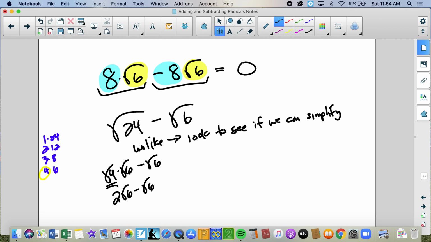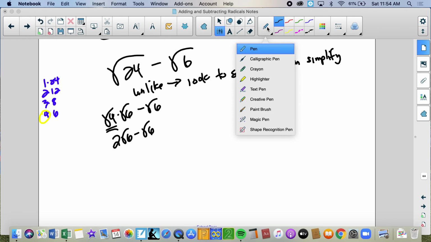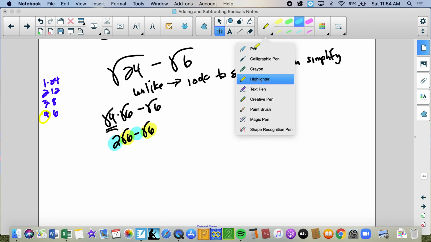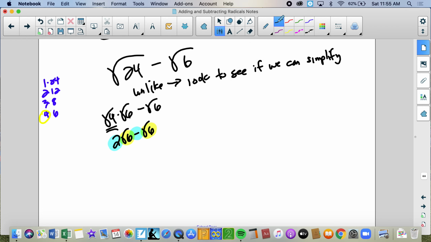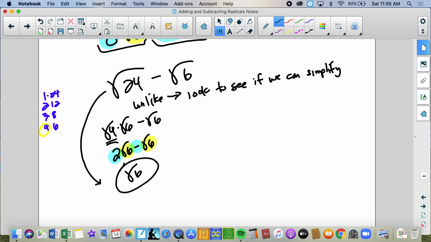And now we see that those are like terms. Since they're like terms, meaning they have the same radical, rad 6 and rad 6, we're going to combine their coefficients. Coefficient is 2 and negative 1. So we think, what is 2 minus 1? 2 minus 1 is 1. So my answer is going to be rad 6. So we have to be careful about those.